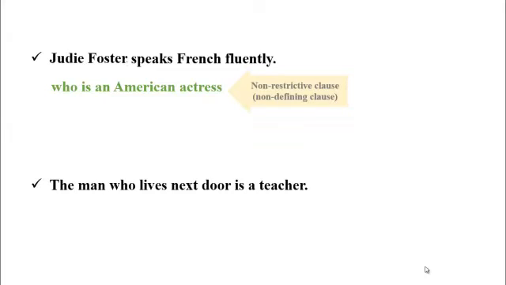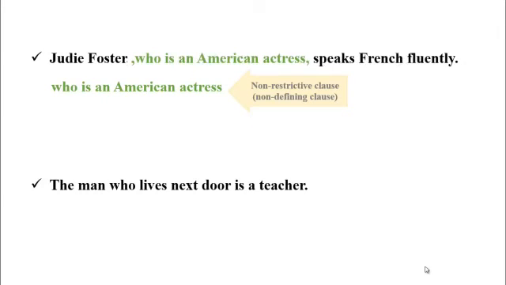They are just additional information. What does it mean? It means that they can be omitted and it will not affect the meaning if you omit them. That's why we separate them from the main clause by using commas.